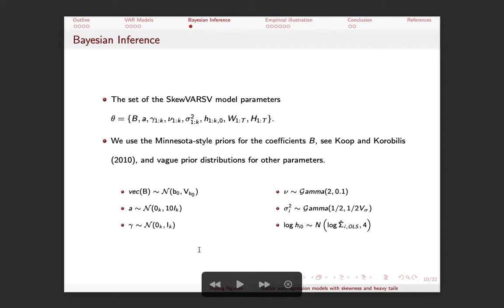So the Bayesian inference is extended to estimate these parameters. We will show more detail in the papers. But here we employ the Minnesota style priors for coefficient B, and we let the skewness parameters gamma follow the normal distribution with mean 0 and variance 1. The degree of freedom follows a gamma distribution, so that the mean of degree of freedom is around 20s. And for other parameters, it's very standard, following Gaussian VAR models with stochastic volatilities.